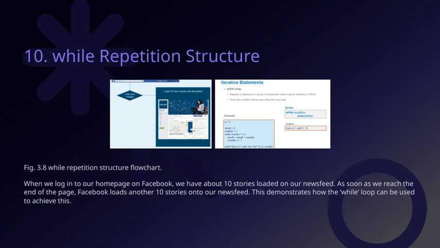3.8. Imagine you're scrolling through your Facebook newsfeed. When you log in, you typically see about 10 stories loaded initially. As you scroll down and reach the end of that list, Facebook automatically loads another 10 stories for you. This process of continuously loading more stories as you reach the bottom demonstrates how a while loop works in programming. Essentially, the loop keeps executing as long as a certain condition is true, in this case, until there are no more stories to load or until you stop scrolling.